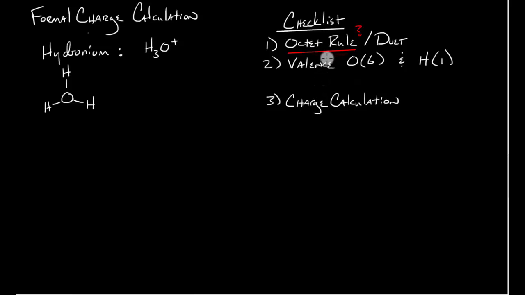So thinking about how many we do have, we only have 6. And so we're not really breaking the rule, but at the same time, we're not really fulfilling the octet rule. So there's something weird going on here.